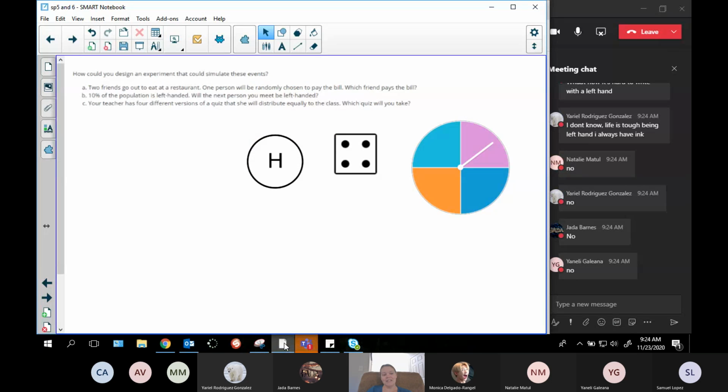All right, let's look at letter C, and I want you to tell me what we would choose. Your teacher has 4 different versions of a quiz that she will distribute equally to the class. Which quiz will you take? So in this situation, which of the options, the coin, the die, or the 4-section spinner, would you choose? If there are 4 versions of the quiz, which one would you choose?